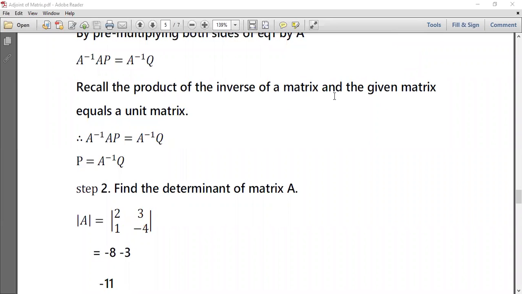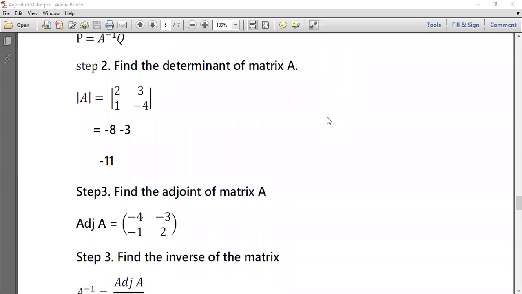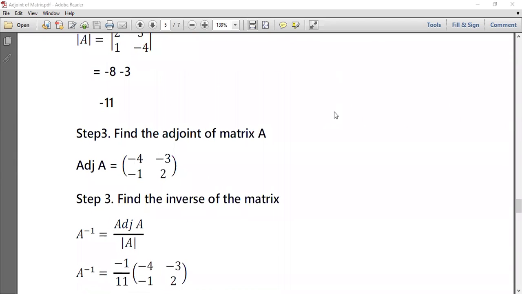Let me clear the screen. Then the next thing now is to find the adjoint of matrix A. Remember, since this one is a 2 by 2 matrix, you just skip finding the minor and the cofactor, because the shortcut is to interchange the leading diagonal and multiply the other diagonal by negative. But if it's a 3 by 3 matrix, you need to follow those steps. Okay, let's go.